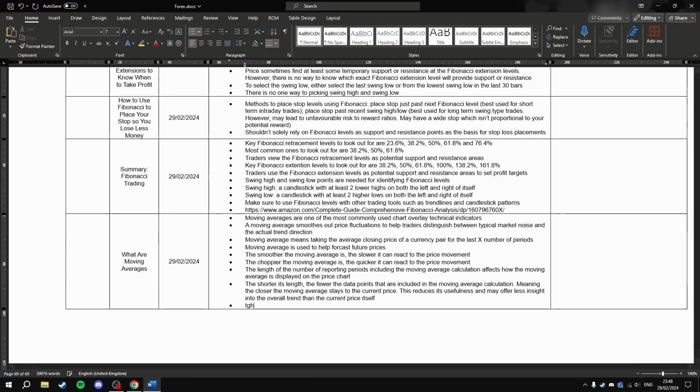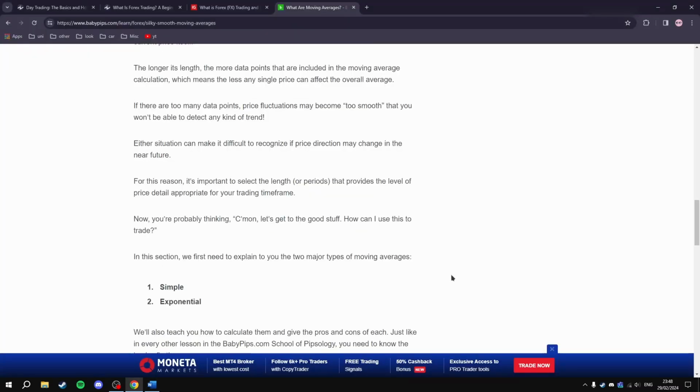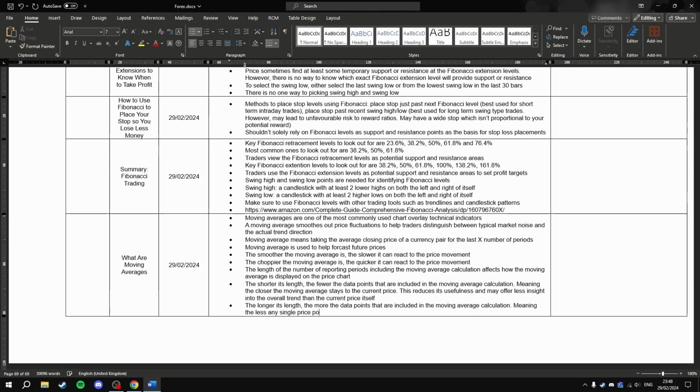Because you got more data points, so yep, the longer its length, the more data points that are included in the moving average calculation, meaning the less any single price point can affect the overall average.